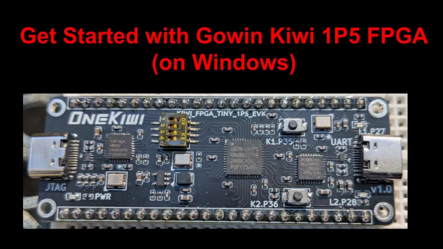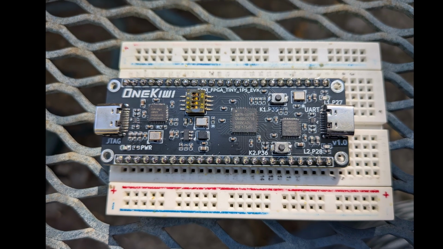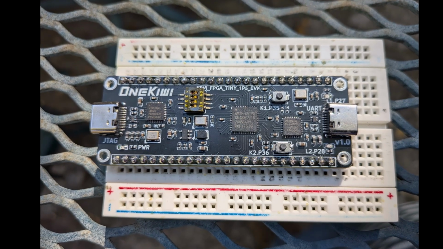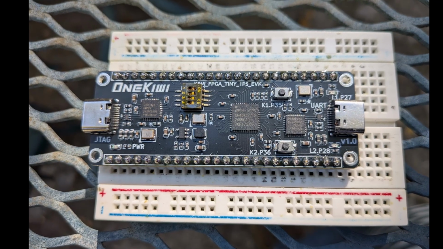I've made videos about several Gowin FPGA development boards made by Cypede. A viewer commented about another board, the Kiwi 1P5, made by OneKiwi. This board is very inexpensive and simple, so I decided to buy one. This video is about this board and how to get started with it using the Gowin FPGA tools.